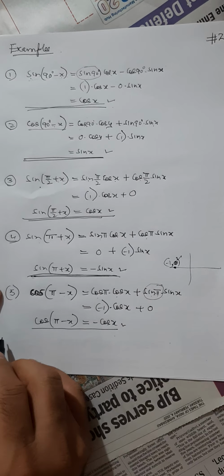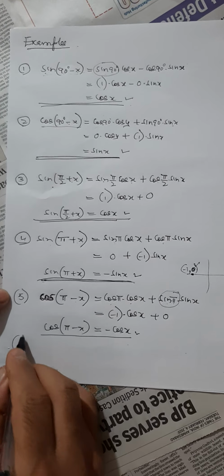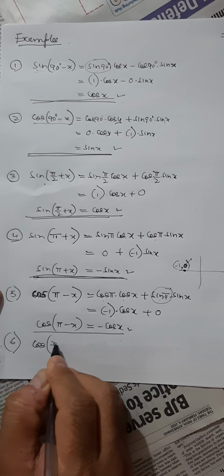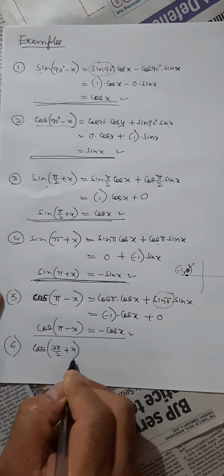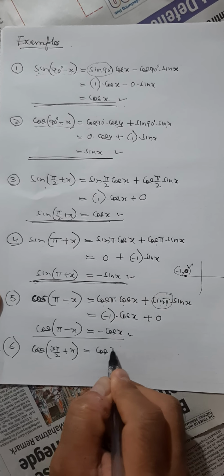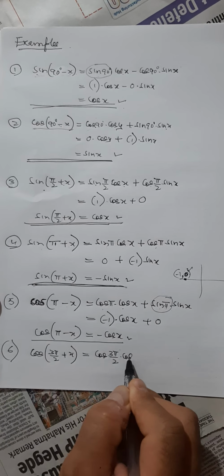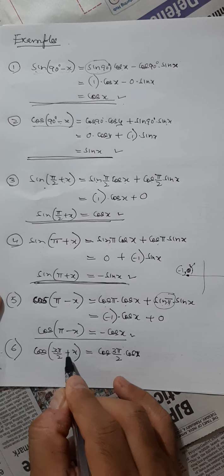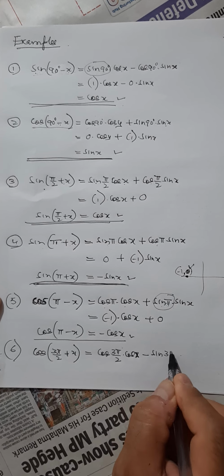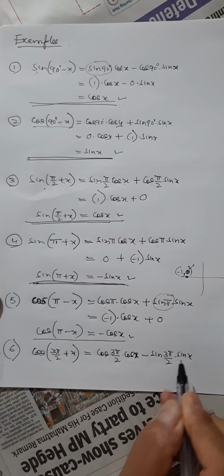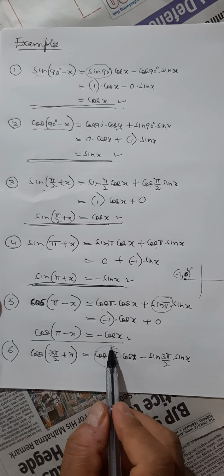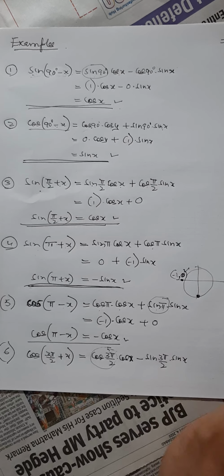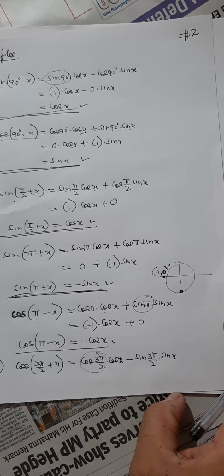One more I'll take. I'll go for cos 3 pi by 2 plus x. So let's expand this. So this is cos x into cos y. In my mind I have the formula only. Cos x into cos y, y is x here. Opposite sign, minus sin x into sin y, y is x here. Now what is cos 3 pi by 2? You know it, 3 pi by 2 is here, remember, on the unit circle.